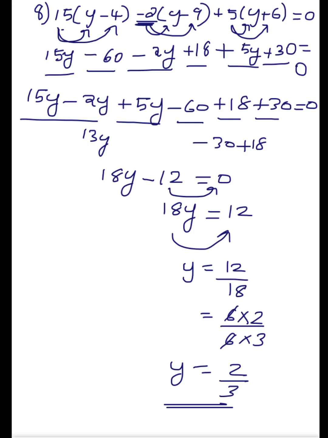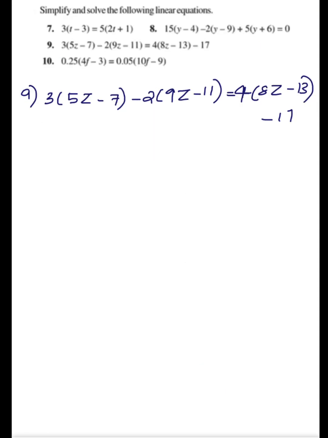So in this way you can do this eighth question. Now let's see the ninth question. Ninth question is 3 into (5z minus 7) minus 2 into (9z minus 11) equals 4 into (8z minus 13) minus 17.